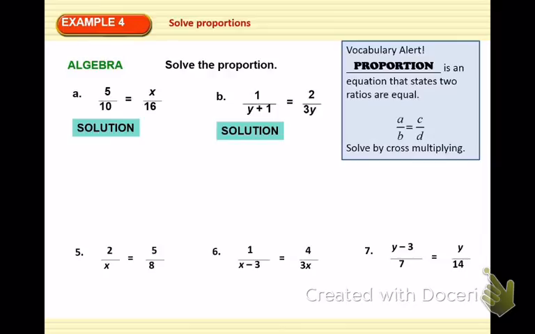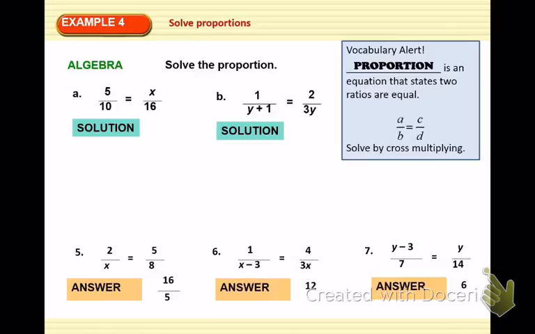Okay, number 5. You should get 16 over 5, or if you divided it out, that's perfectly fine. It probably even makes more sense to do that. You should get 3.2. Okay, number 6 is 12, and number 7 is 6.